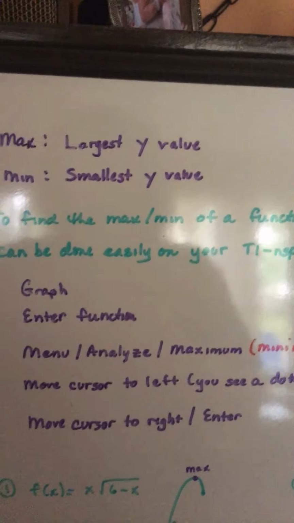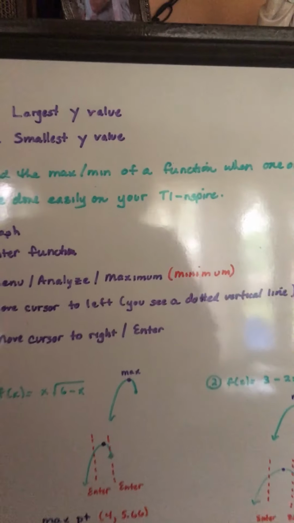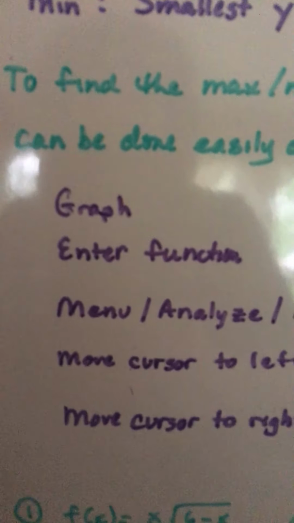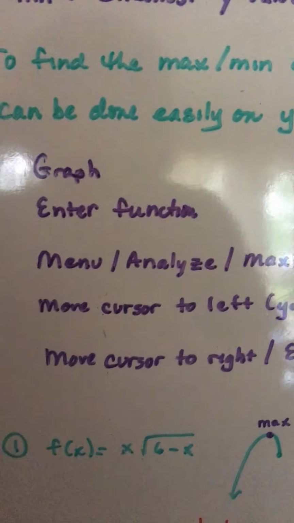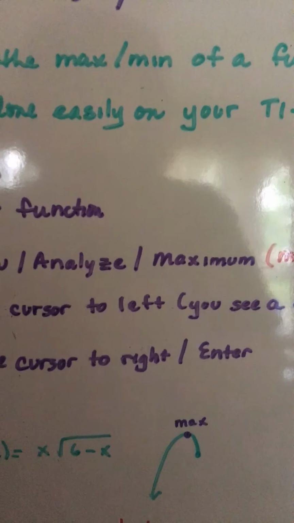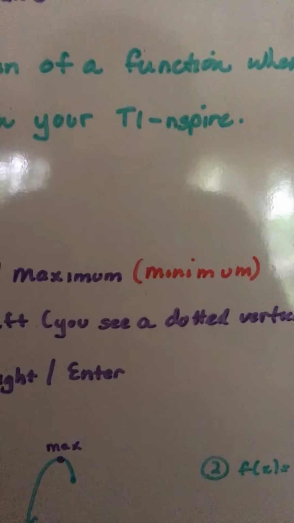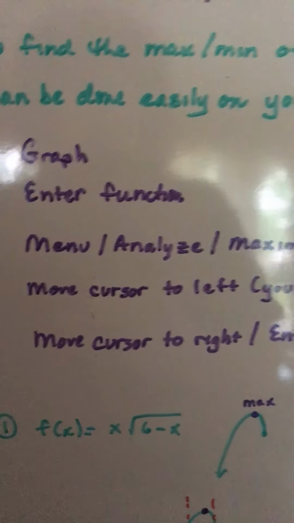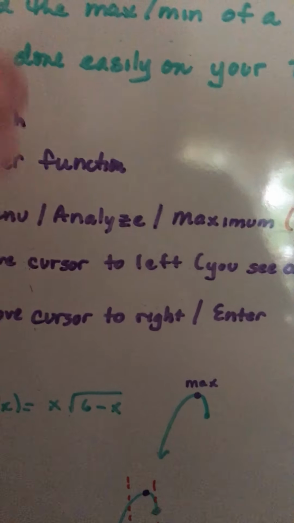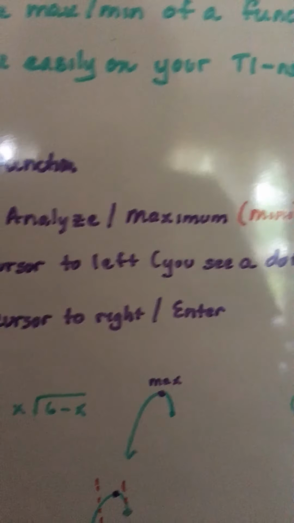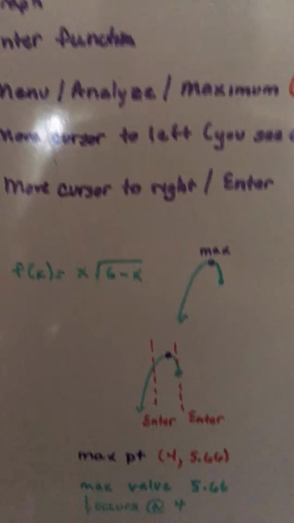Now, we typically do these if it's not something really obvious. We enter the function in our calculator. So we go graph, enter the function, menu, analyze, and then if we're looking for the max, we select max. If we're looking for the min, we select min. And then you put your cursor a little left of the max, enter, and then a little right, enter, and you do the same thing for the min.